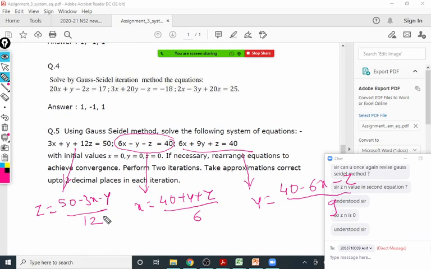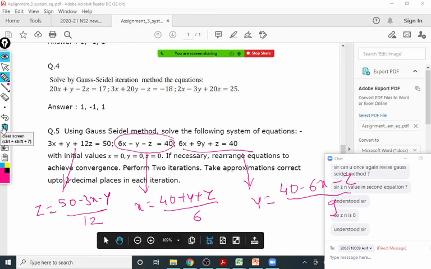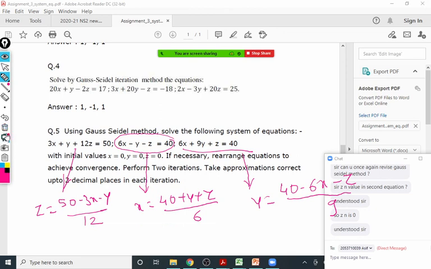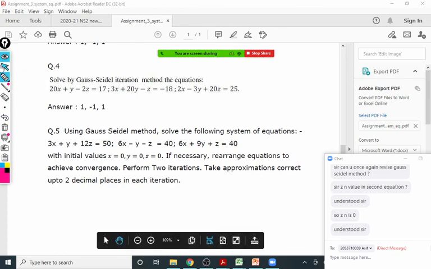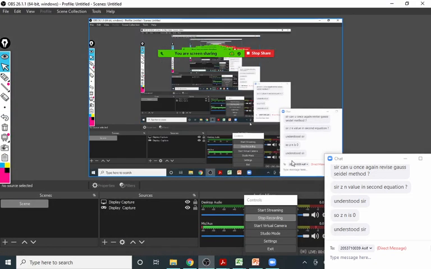Only 2 iterations you have to do. The answer is not given. I will check it with your submission only. So that is about your assignment on Monday. You should do this assignment and submit it on the portal TMLMS. On Monday you don't have a Zoom session again. If you have doubts, we will discuss.